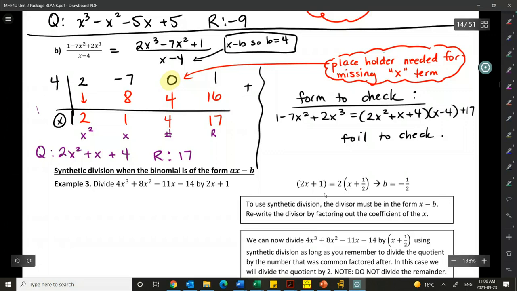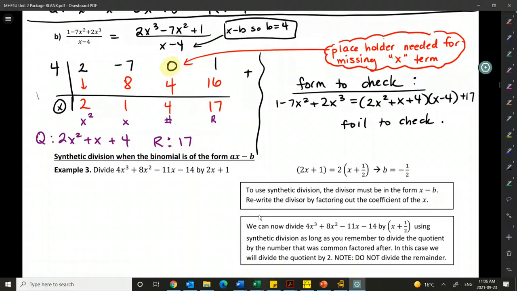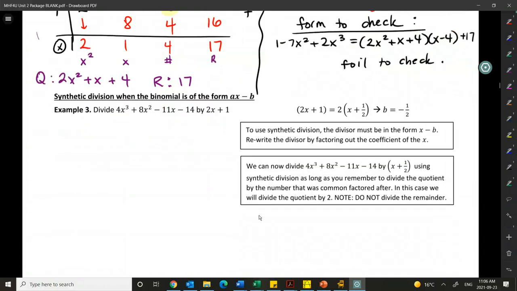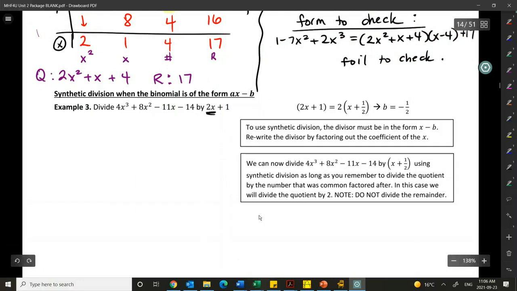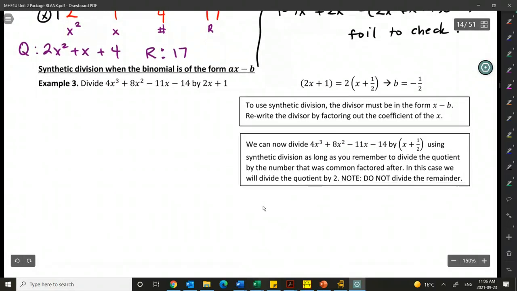Okay, we're going to just do this last one so that you guys know how to divide with synthetic division when you have a number in front of x, and then you guys will have more time to practice. So synthetic division when your binomial is in the form ax minus b. In other words, I have a coefficient in front of x that is not equal to 1. What do I do in this scenario?